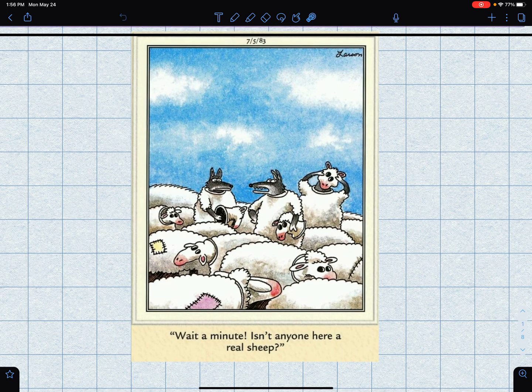Wait a minute, isn't anyone here a real sheep? Look at these guys. They were dressing up as sheep to try and be a wolf in sheep's clothing so they could trick a sheep, but it looks like none of these sheep are real. They went to a lot of effort to get those costumes though, huh?